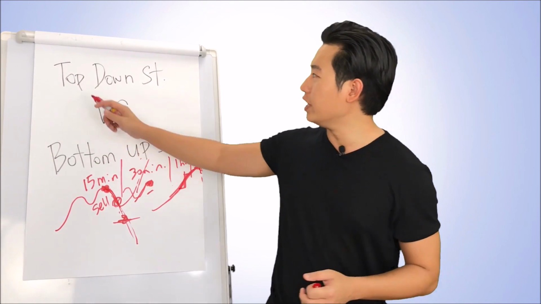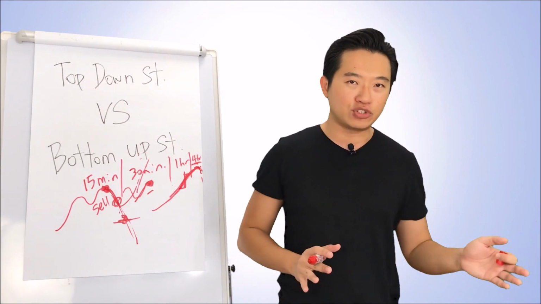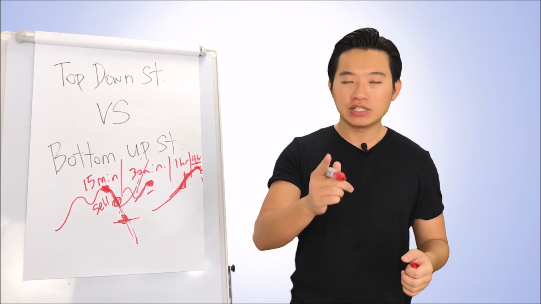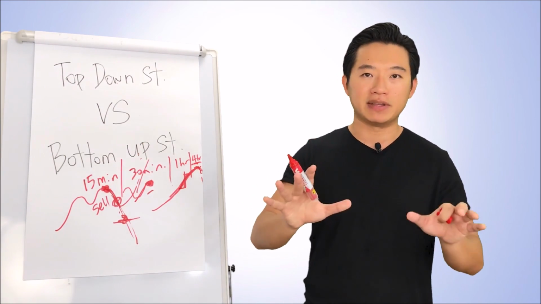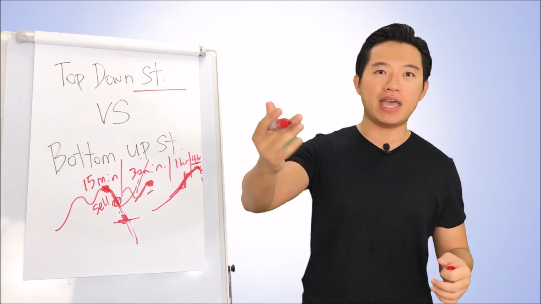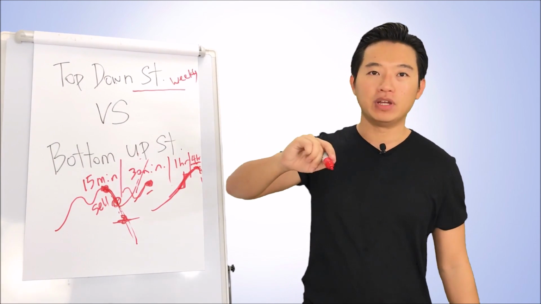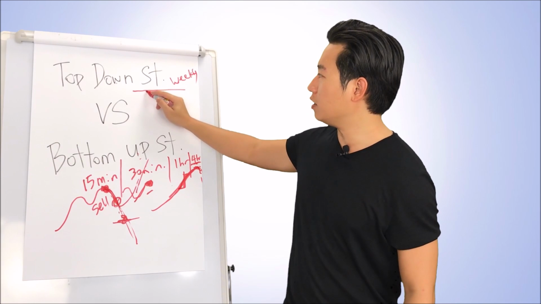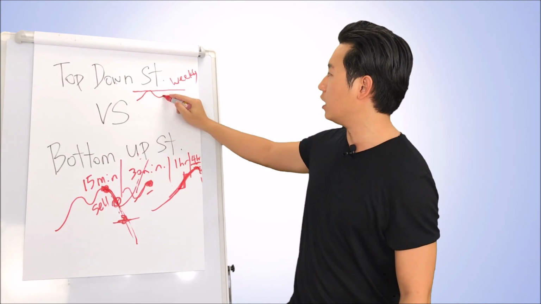Now let's go on to the top-down strategy. So the top-down strategy is the other way of trading. So for example, let's say, same example, I just want to give the same example. You spotted in the higher time frame, let's say maybe the weekly time frame, also a double top.